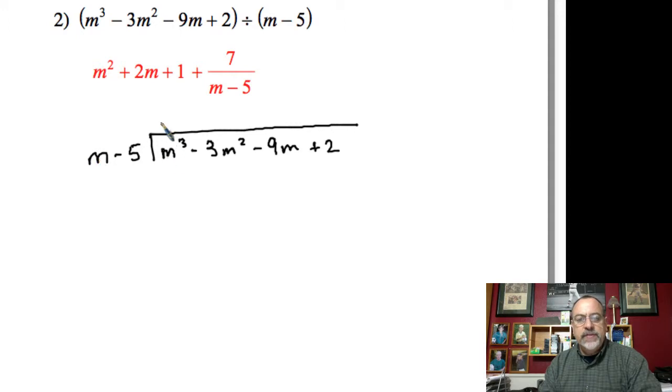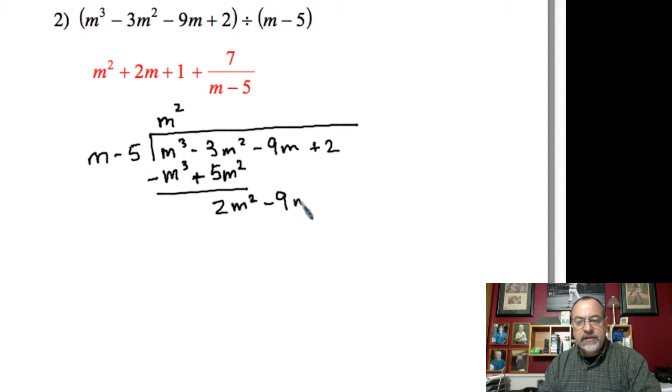m goes into m cubed, m squared times, because m squared times m will give me m cubed. And then the m squared times the negative 5 is negative 5m squared. And be careful, we have to change the sign of both and then add. So this is always going to add to 0, and this is going to be 2m squared, and then I bring down the next number, and then I repeat the process.